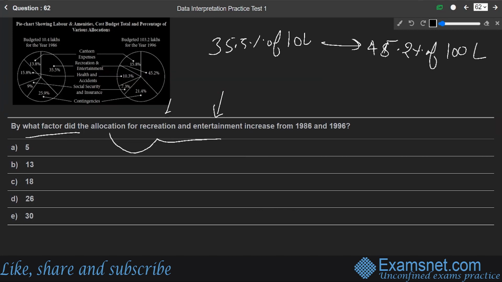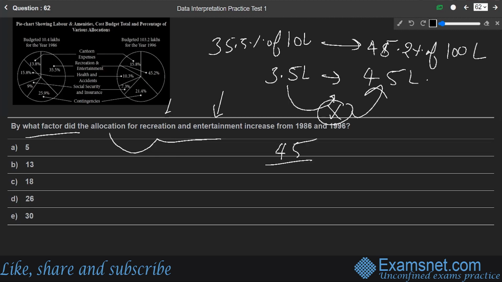So what is the rise in value that we have to see? By what factor should we multiply it so that it becomes the next value? This is what is meant by factor. We don't have to see it in percentage. So 35.5% of 10 lakh is somewhere close to 3.5 lakhs, and 45.2% of 100 lakh is somewhere close to 45 lakhs. So now we have to see 3.5 lakhs gets multiplied by what factor so that it becomes 45 lakh. That factor should be the answer. Okay, so we can find it out by 45 divided by 3.5. If we do this, this is approximately close to 13. So that should become the right answer only, option number B.